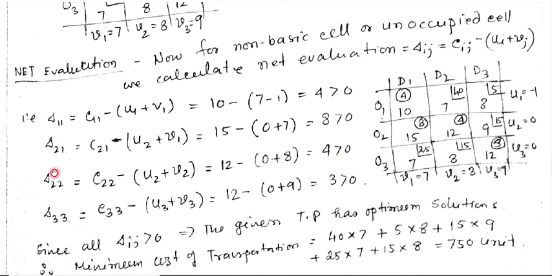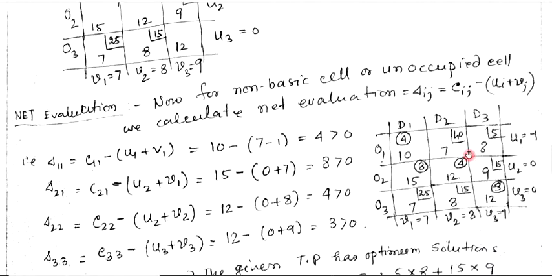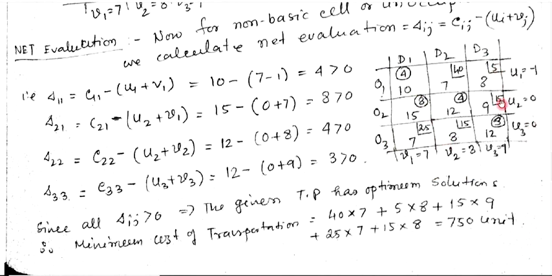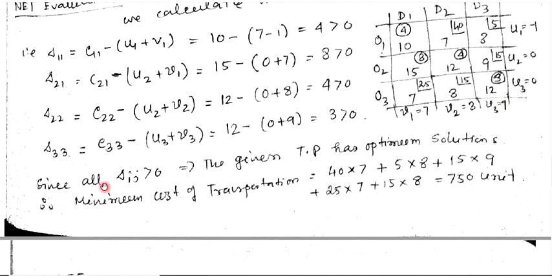After calculating all these, we make one table where all the allocations are given in this way, and the net evaluations are given in a circle for the unoccupied cells, and these are the u values and these are the v values. This is the total calculation for the optimality. After getting all del ij greater than 0, we conclude that the given transportation problem has an optimum solution, and this is the minimum transportation cost. But how should we conclude?